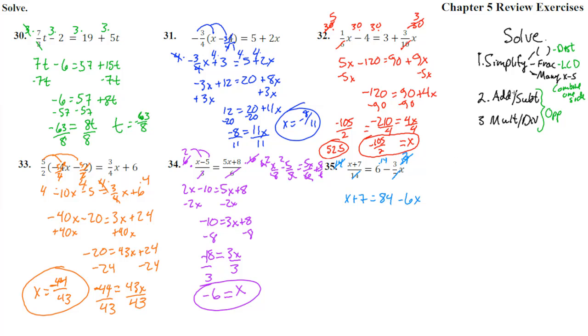Excellent. Okay, do we have many x's? Yes, we do. Let's get the x's together by adding 6x to both sides. And we get 7x plus 7 equals 84. Subtract that 7 from both sides. And we get 7x equals 77. Divide by 7, and the x is now by itself at 11. X is 11, and good.